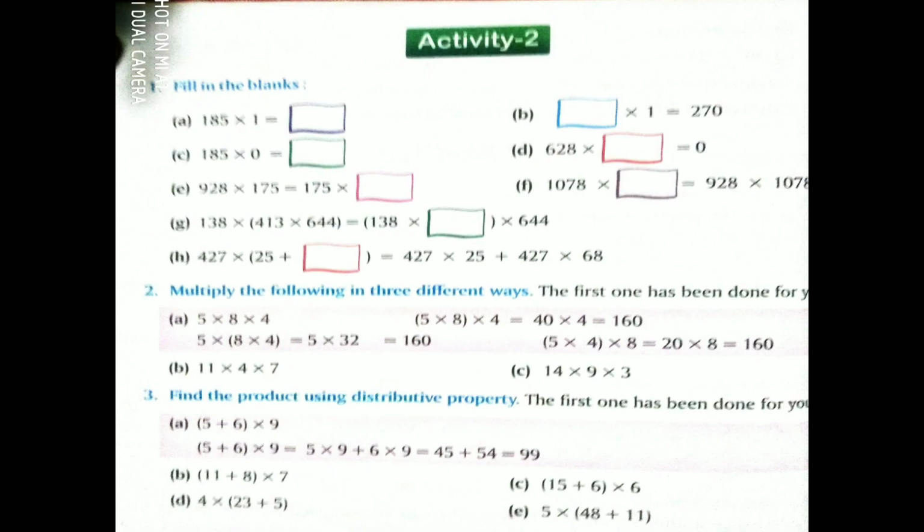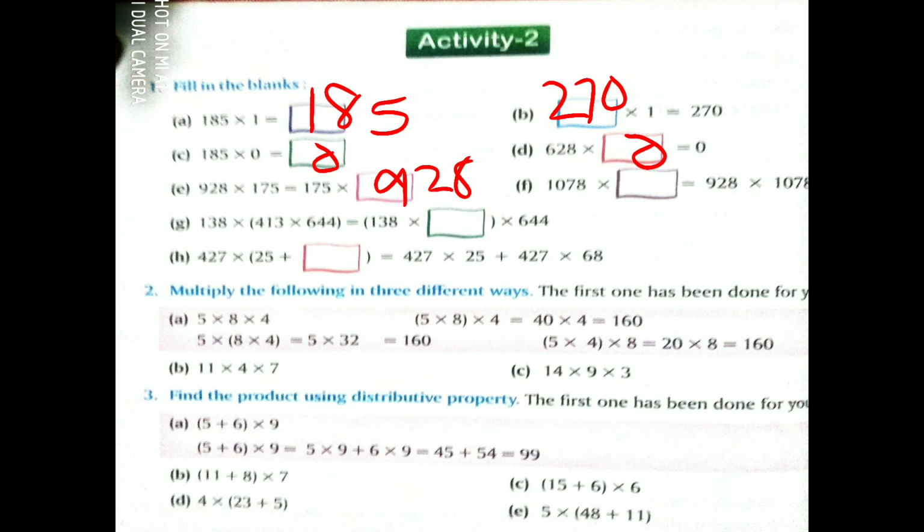Question 1 is, if I multiply 185 by 1, what answer comes? 185 only. By which number will I multiply 1 to get 270? 270 only. If I multiply 185 by 0, what answer comes? 0 only. And 628, if I multiply by 0, I get 0 only. Now see, in E part, there are two numbers on the left. So this is called order property. So which number is not here? On the right, 928. Now F part, again it is the same. Which number is not there? 928. Clear? In both cases, the answer is 928.